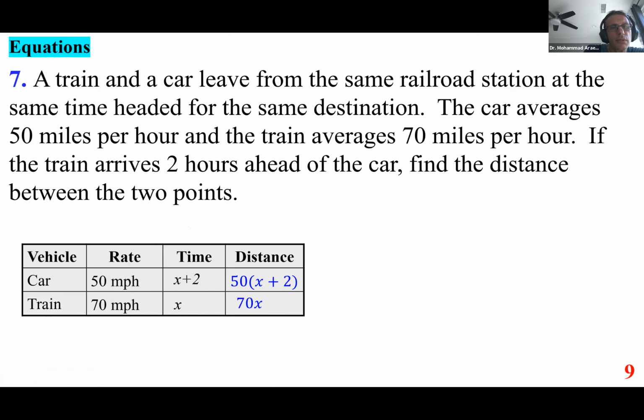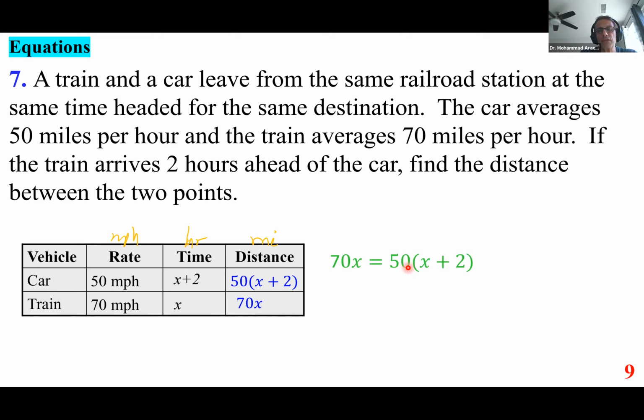This is the time in hours. And this is the distance in miles. So we have the units. That's important. And now the two distances must be identical when you set them equal.